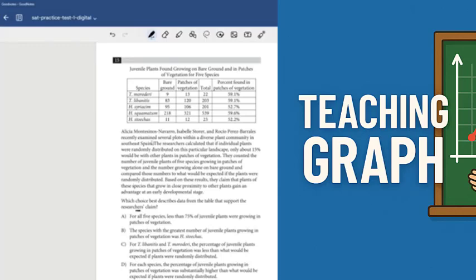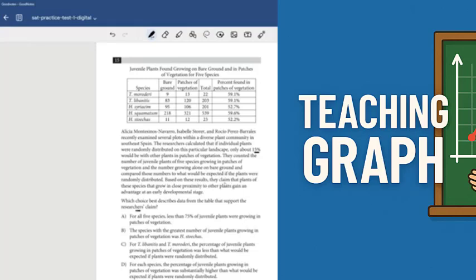So these people recently examined several plots in a diverse plant community in southeastern Spain. The researchers calculated that if individual plants were randomly distributed on this particular landscape, only about 15% would be with other plants in patches of vegetation. They counted the number of juvenile plants of 5 species growing in patches of vegetation, the number growing alone on bare ground, and compared those numbers to what would be expected if the plants were randomly distributed.